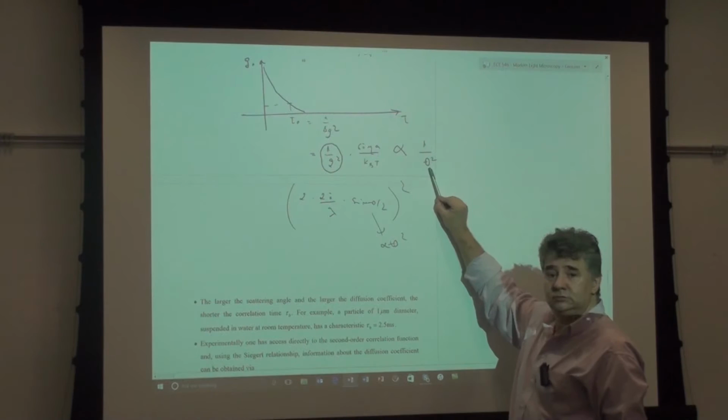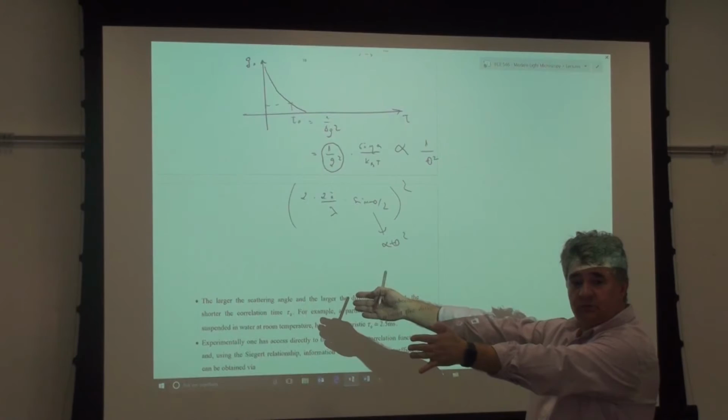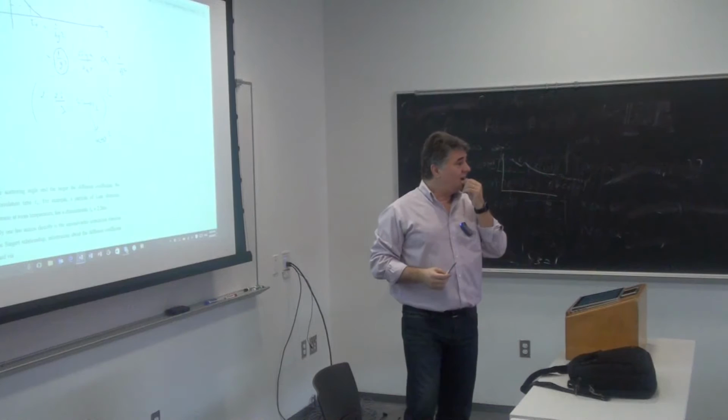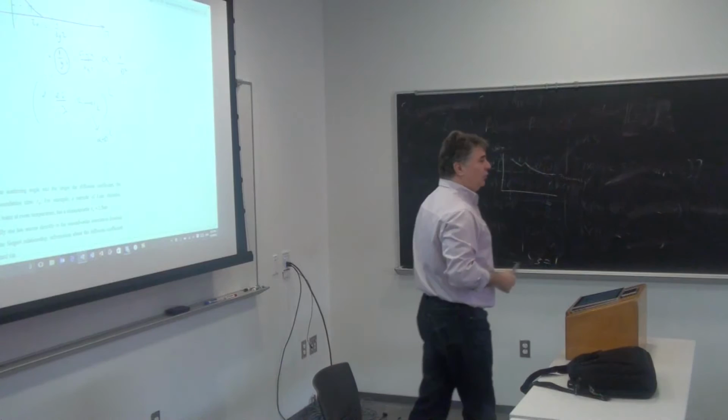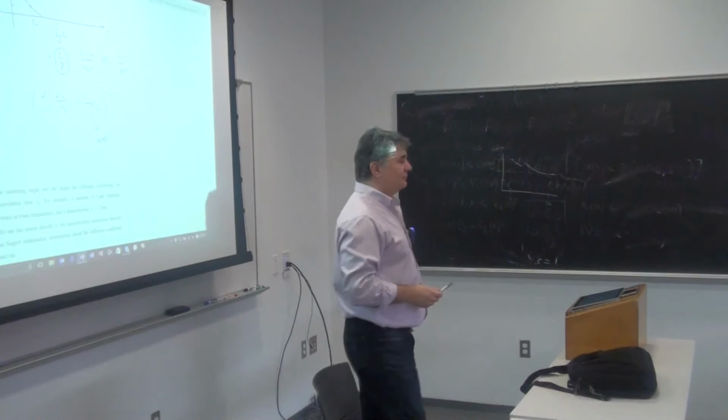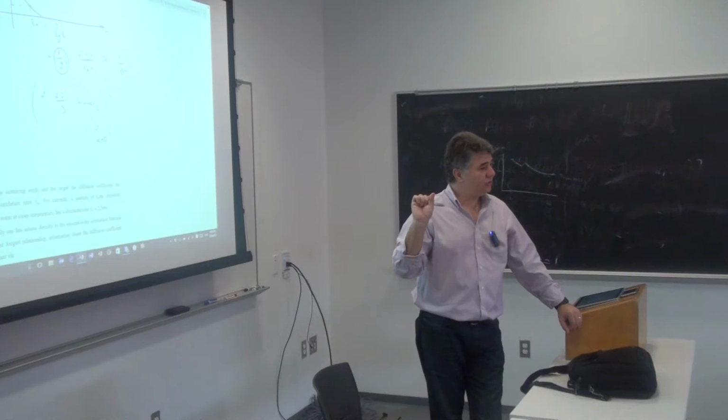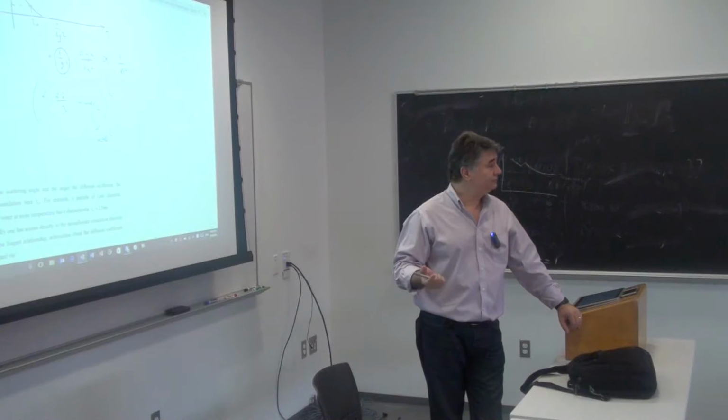I'm increasing theta. What happens? Tau gets shorter. What's the meaning of that? Think about this. And it depends on theta squared. It's a pretty strong dependence. Is that useful, do you think? Could be, right? When?